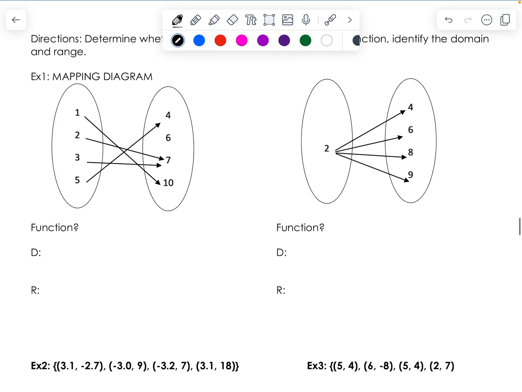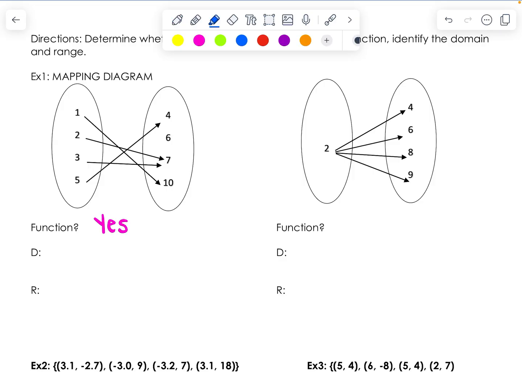So looking here at our mapping diagram, we need to determine, is this relation a function? And remember, we're looking at these x values. Do they go to more than one y value? It looks like 1 only goes to one value, 2, 3, and 5 each only go to one output, so this is a function.